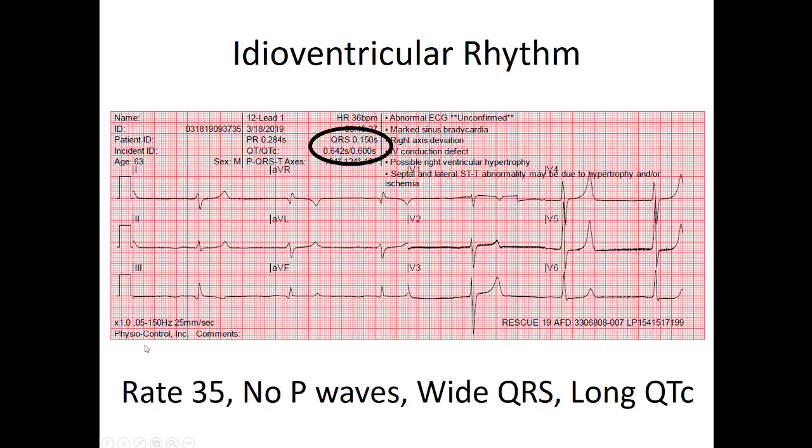Here's another one just to hammer this home. This is a 63-year-old with a heart rate of 36. I'm not seeing P waves before the QRS. I see a wide QRS of 150, so I know this is not coming from sinoatrial node. This is not coming from AV node. This is a rate of 36. It's an idioventricular rhythm, again, with a long QT, 600.